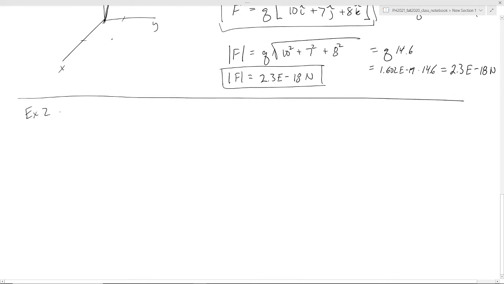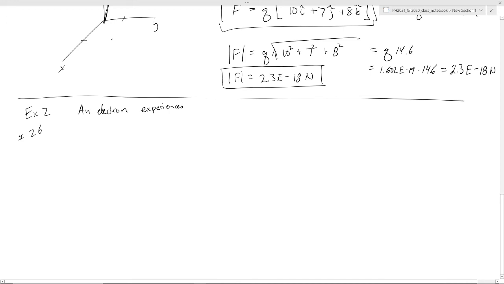For this example, consider we have an electron, and it experiences a force. This is actually a question out of your textbook, number 26. It's a nice question because rather than finding the force, we're going to find the velocity. We're going to solve for something else.